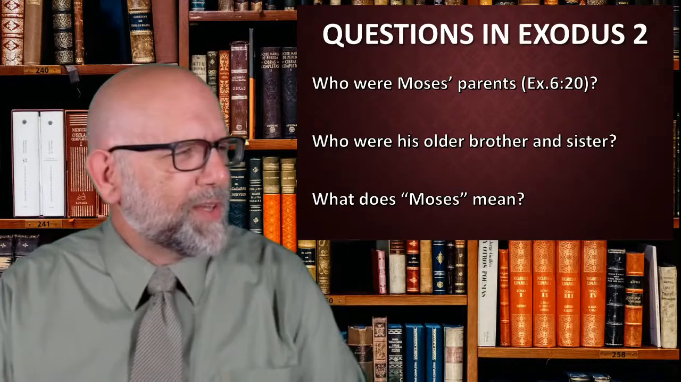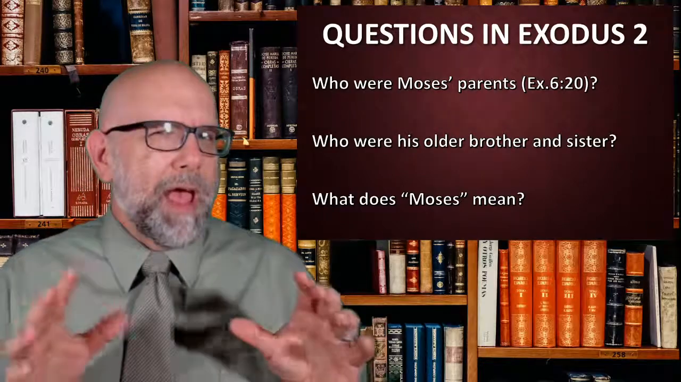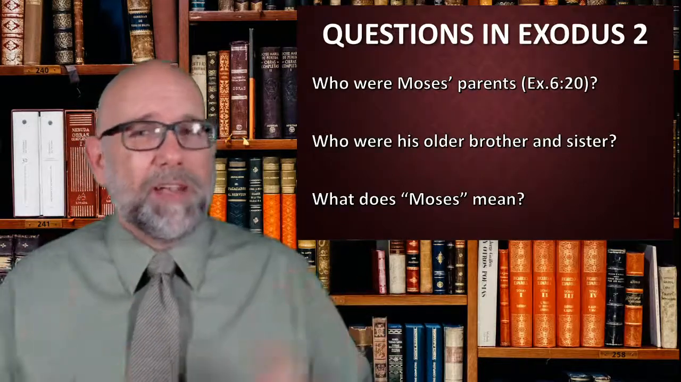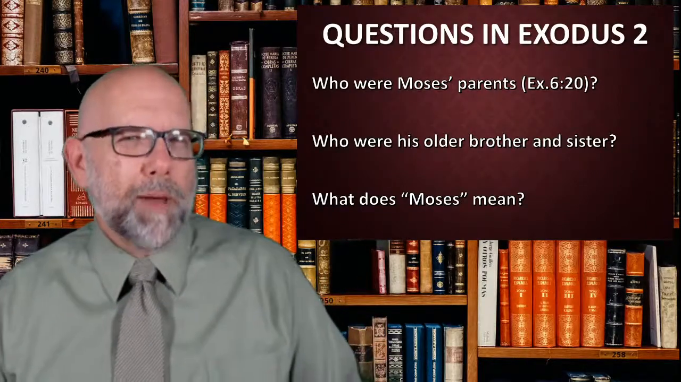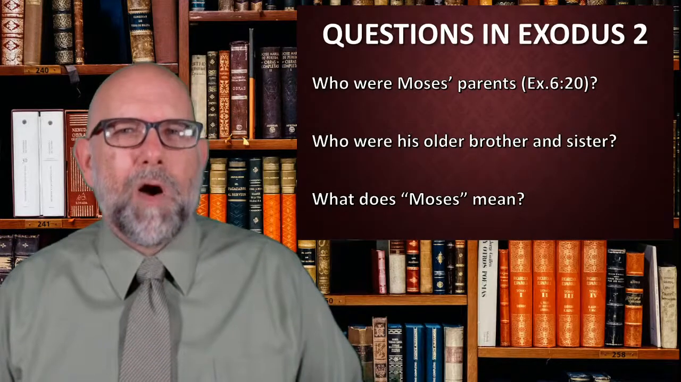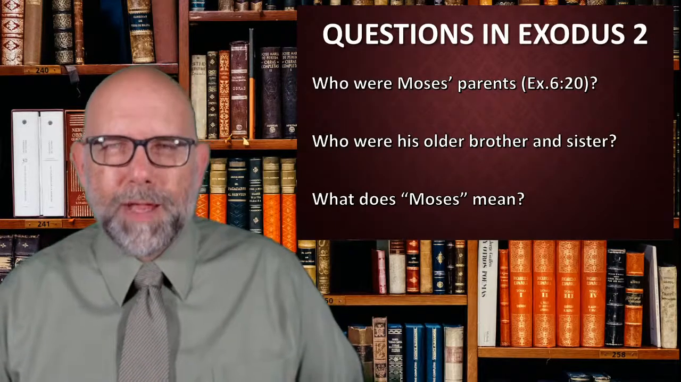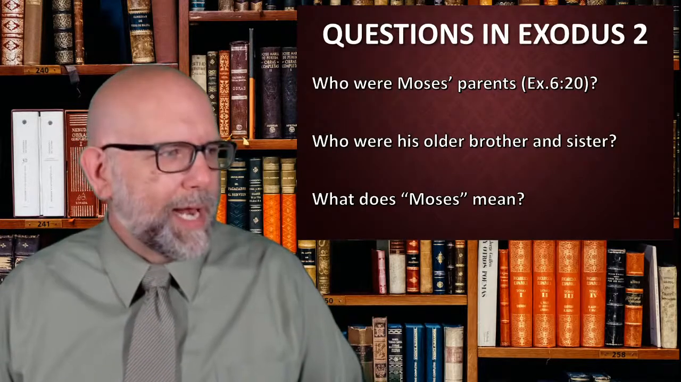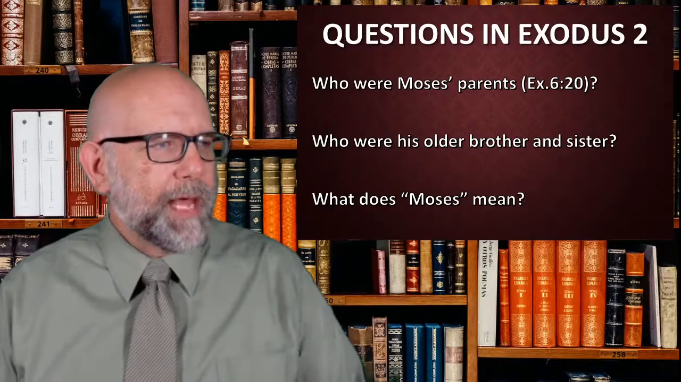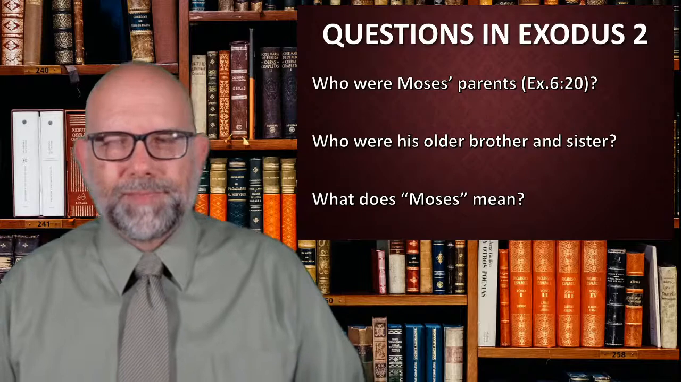Oh, I'm sorry, nobody's got the second one yet. Who are his older brother and sister? And it's always possible that this is a different sister, but probably not, since both the siblings that we meet later are identified as older siblings. This is probably those people that we're looking at here. His sister is Miriam, and his brother is Aaron.